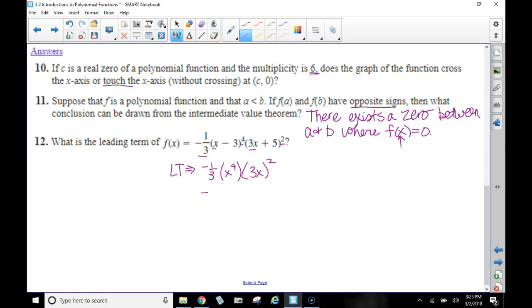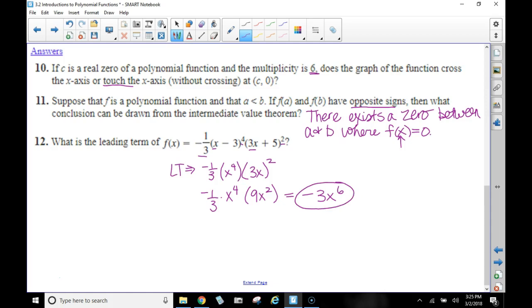So if we go to simplify that a little bit, it'll be negative 1/3 times x to the 4th times 9x squared, right? Yeah, because when we square that, we're going to square the 3 and the x. And so actually the leading term is a negative 3x to the 6th. True story?